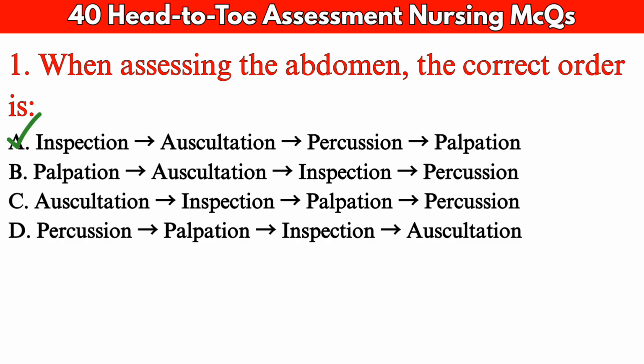Inspection is done first to observe contour, symmetry, and skin changes. Auscultation comes next because touching the abdomen can stimulate bowel activity and alter bowel sounds. Percussion and palpation are done last to avoid creating false or increased bowel sounds.